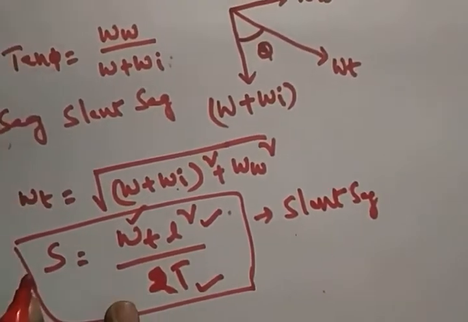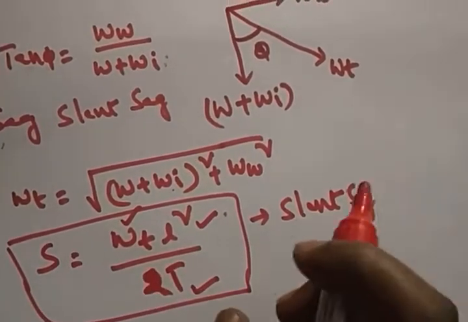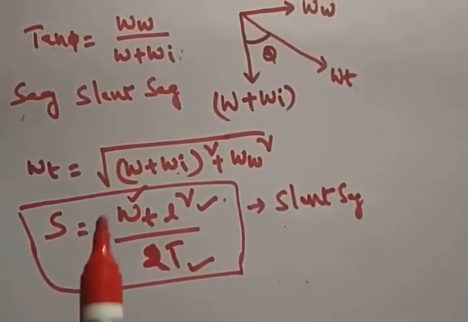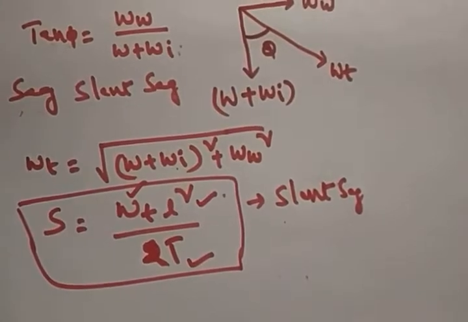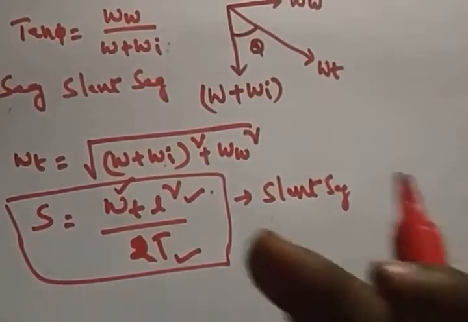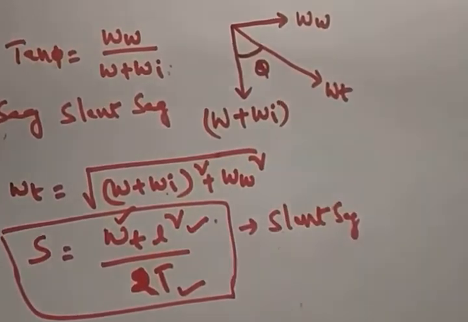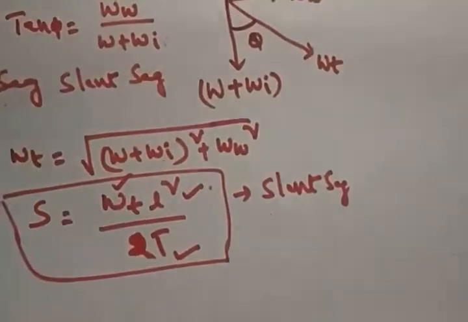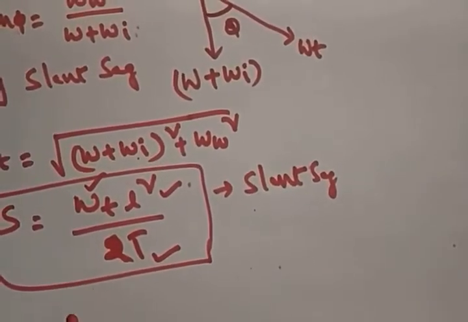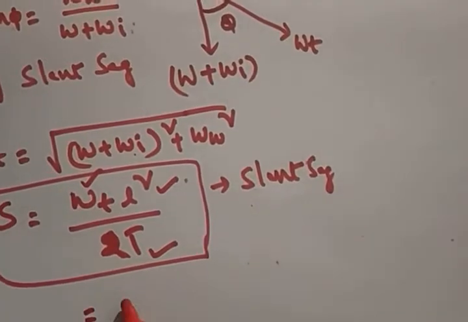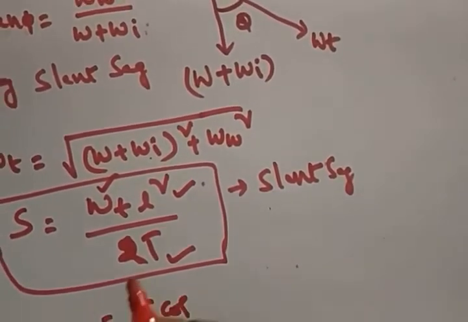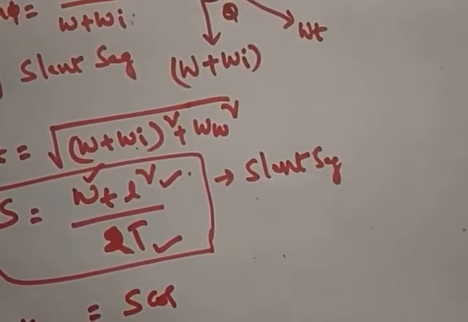Whether they give it or not, you just take that sag as a slant sag, right? And they will ask about the vertical sag. So what is a vertical sag? That means the twisting moment is there when the wind force acts, and the sag starts moving, right? So how do you calculate the vertical sag? It is equal to S into cos theta. So you can call it a vertical sag.